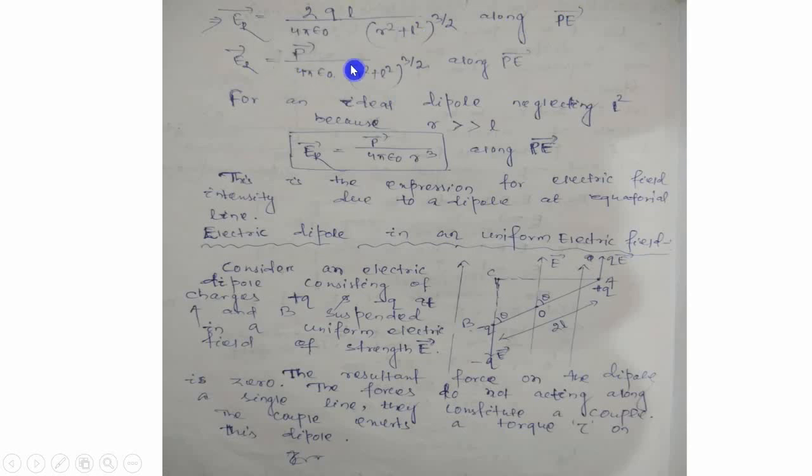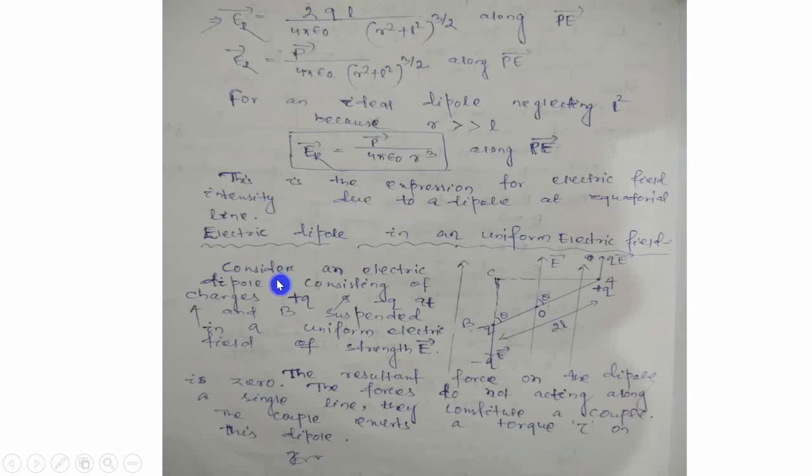But for an ideal dipole, we know that R is very much greater than L, so neglecting this L square, the resultant field becomes E equal to P by 4 pi epsilon naught R cube, which is along PE. So this is all about the expression for electric field intensity due to a dipole at equatorial line.